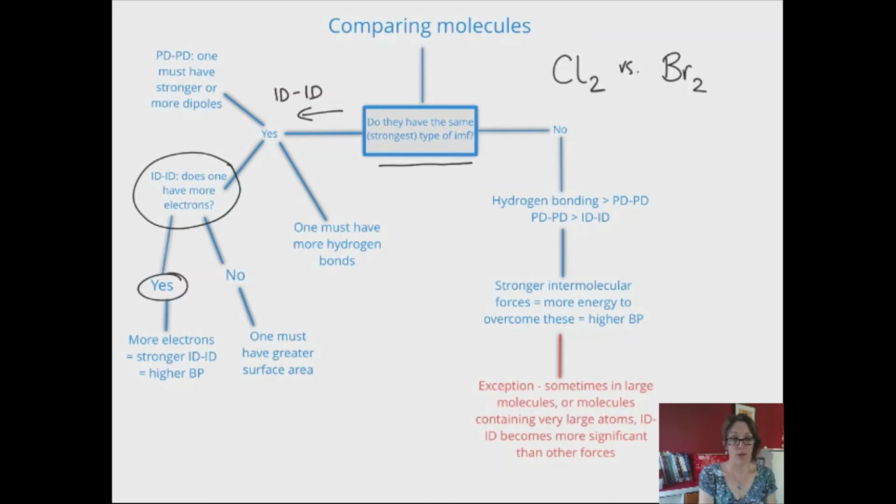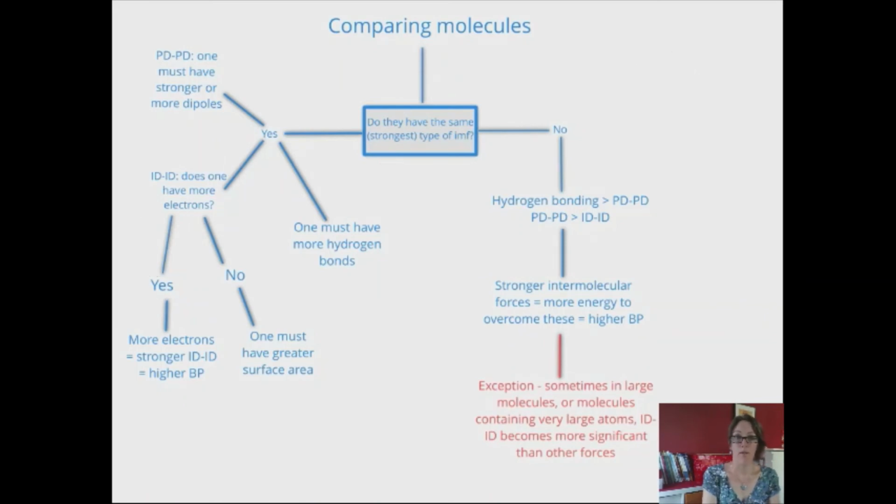Does one have more electrons? Yes, they're not isomers. Bromine, therefore, is the one with the highest boiling point, and the reason for that is because it has more electrons. Let's stop saying it's because it's bigger or heavier, and therefore has a higher boiling point.